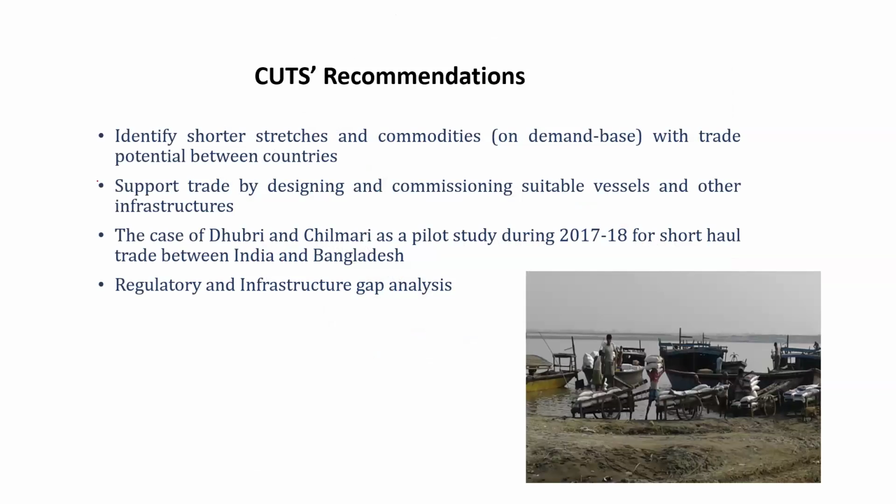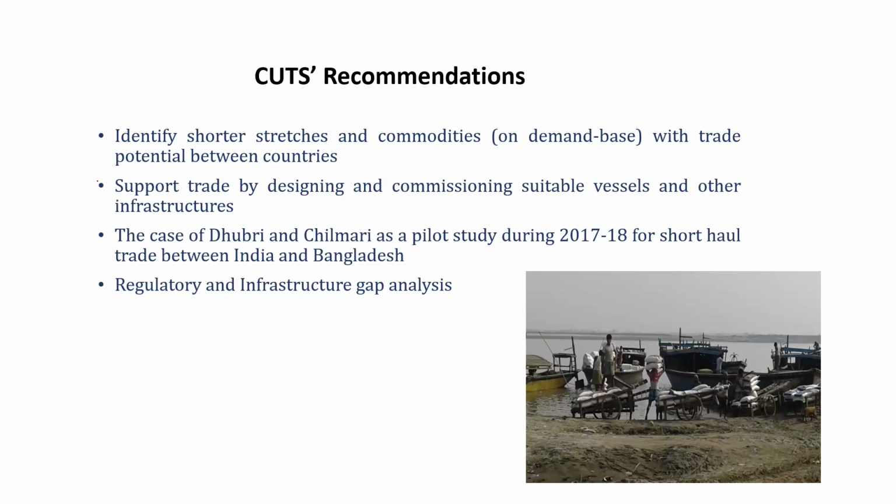So our recommendation from the study was to identify shorter stretches, because whenever we talk about the economics of waterways, the scale matters. It's always about big vessels. It's always about big volume. So why can't we identify a short stretch like Dhubri and Chilmari, which is hardly 60 kilometers apart, and very close to the international border, and look at that particular stretch and identify commodities that can be traded using small vessels? So here the scale is reduced, the distance is reduced, and it will be economically viable.